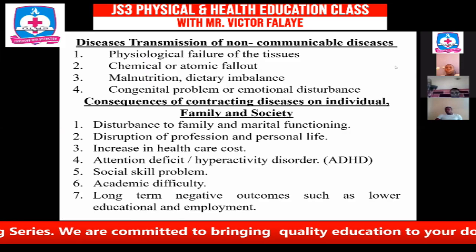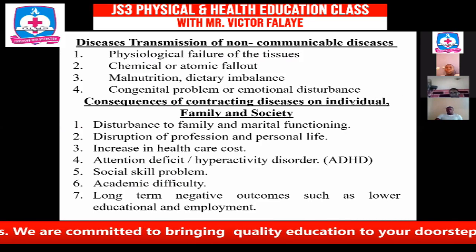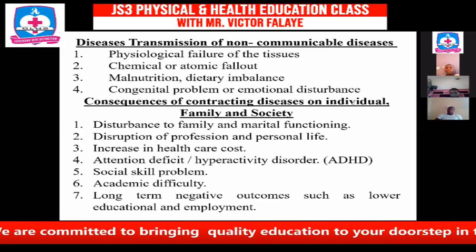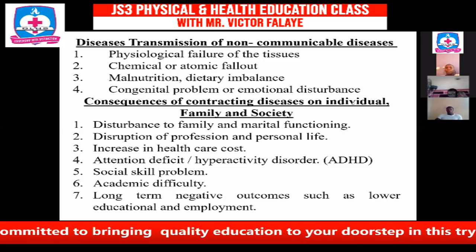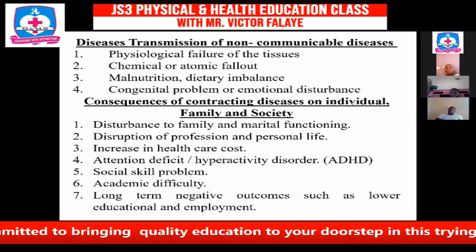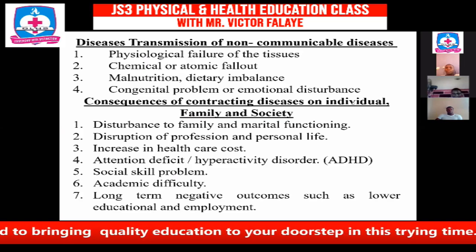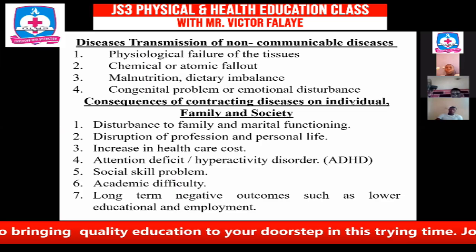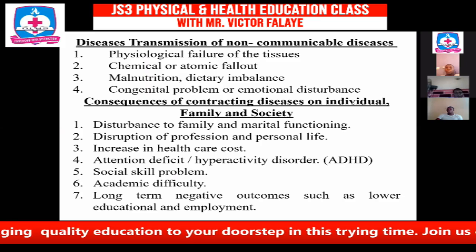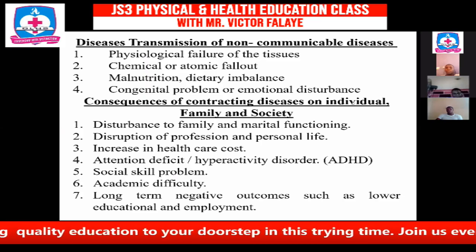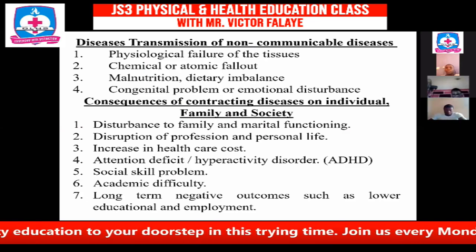Now, let's quickly consider consequences of contracting diseases on the individual, consequences of contracting diseases on the family, and then the consequences of contracting diseases on the society. Now, if you look at your slide, on your screen there, you see number one, disturbance to family and marital functioning as a result of contracting these diseases. It could lead to disturbances either to the family or marital functioning. Impotence is a very good example.